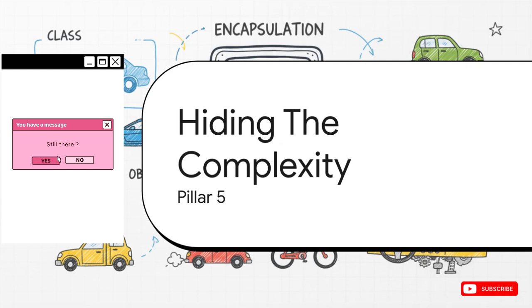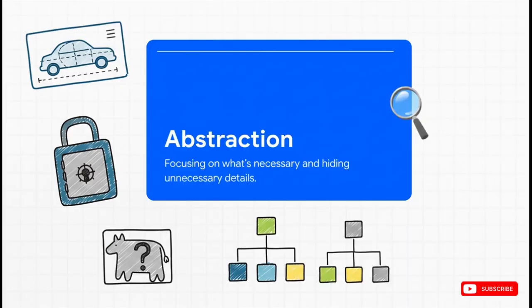And that brings us to our 5th and final pillar. This one is all about taming complexity by hiding away all the messy, complicated stuff. And that pillar is called abstraction. The entire goal here is to make things simple. It's about showing only what's necessary on the outside, while all the complicated inner workings are hidden from view. Basically, you're creating a simple, clean interface for a really complex machine.